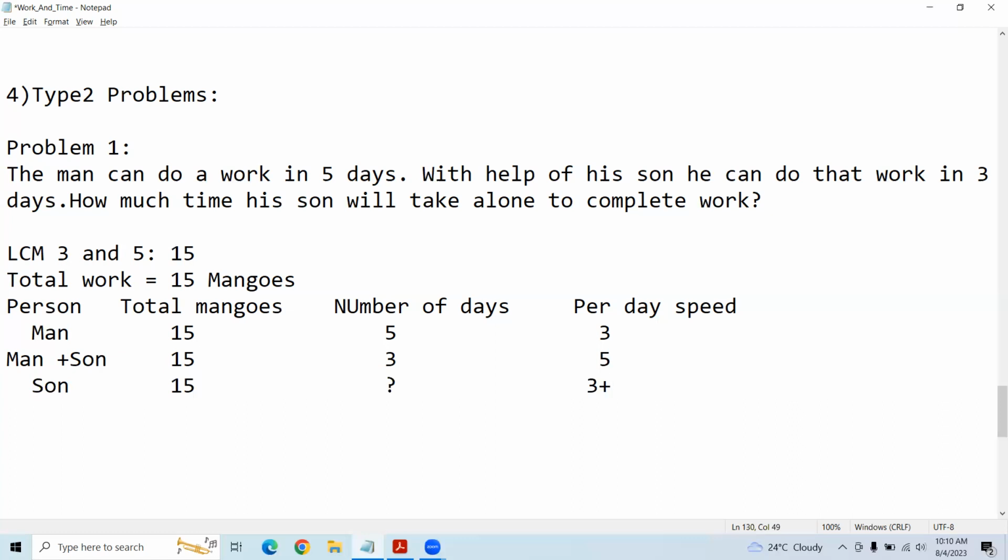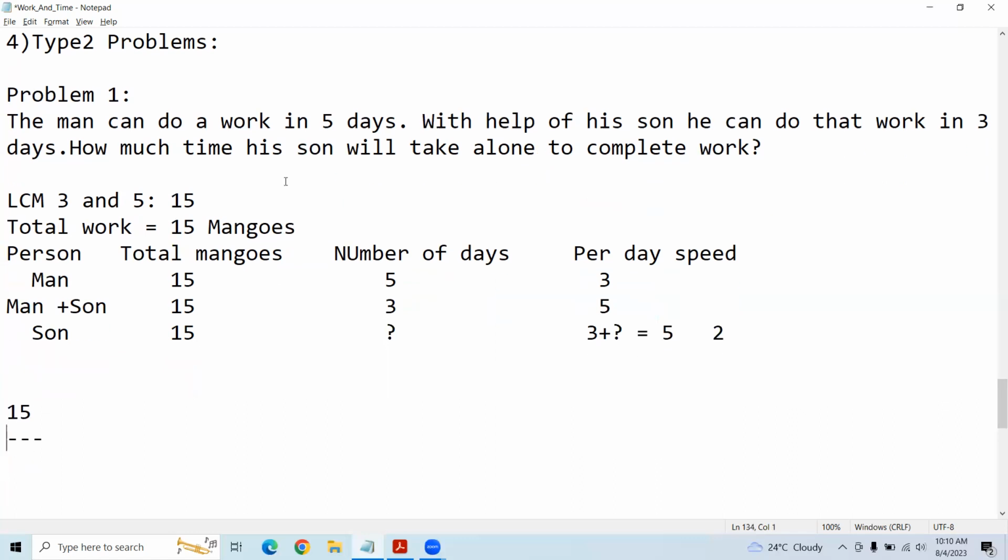So 3 plus something should be equal to 5. So speed of the son should be 2. 5 minus 3 will become 2. So in one day, if his son is eating 2 mangoes, for 15 mangoes, how much time will he need? We can straightforward do 15 by 2. That is 7.5 days.